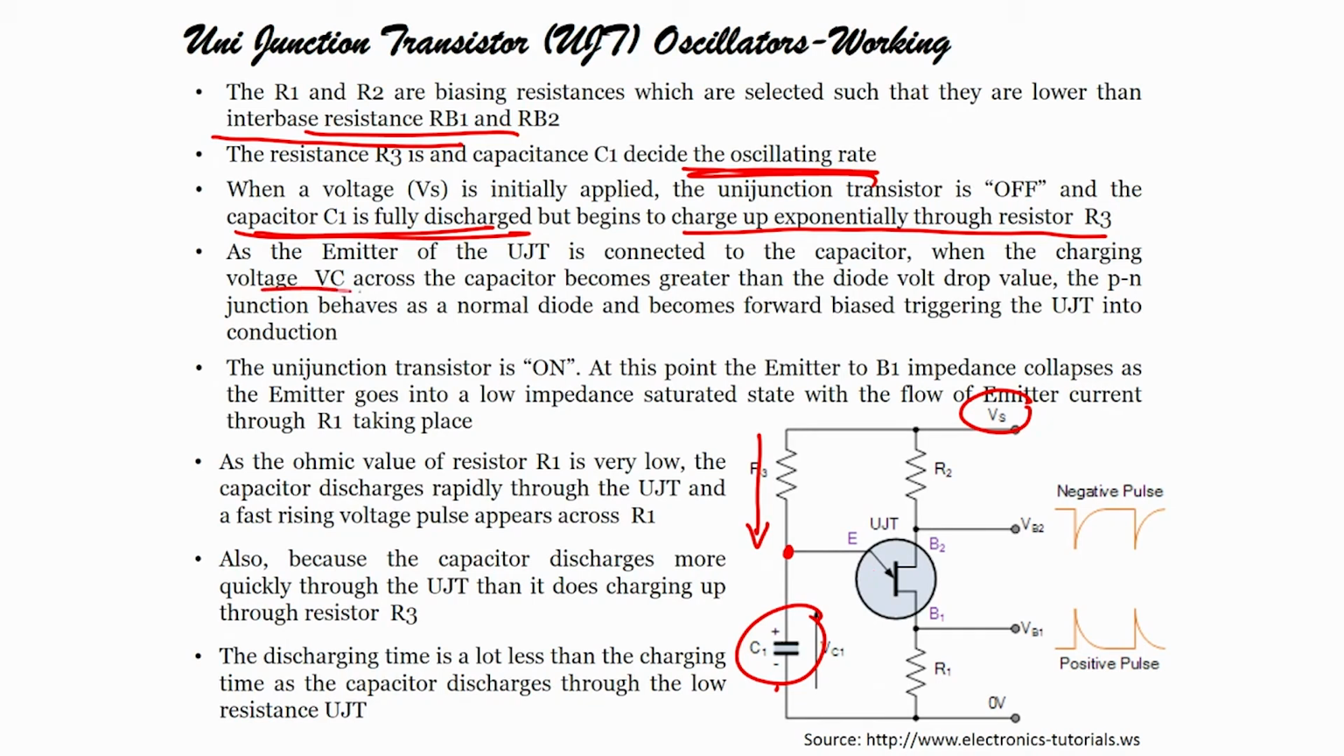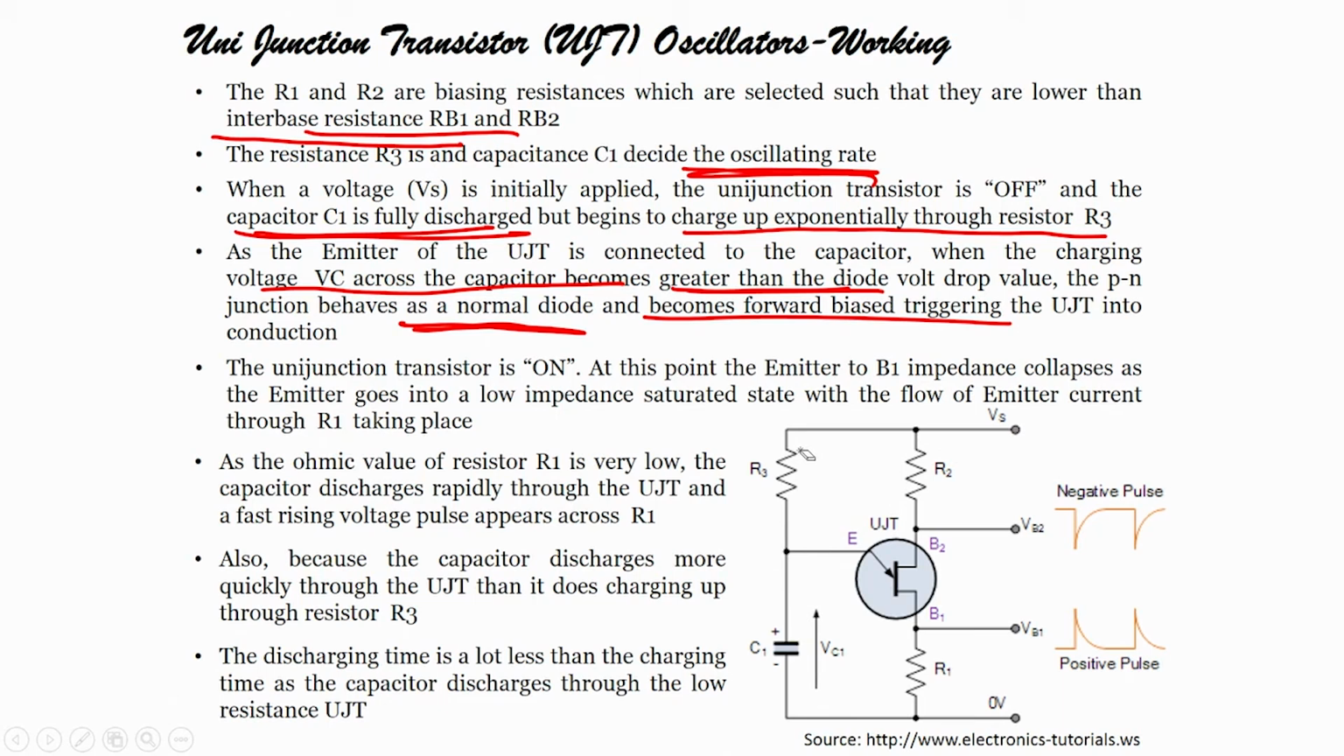When the charging voltage Vc becomes greater than the diode voltage drop, this is a PN junction diode, as we have seen. So, when the voltage across the capacitor C1 becomes greater than the diode voltage drop, the PN junction behaves as a normal diode and becomes forward biased, triggering the UJT into conduction. When the capacitor charges through R3 and its voltage increases beyond the PN junction diode drop, the UJT starts conducting. The UJT is in the on condition.